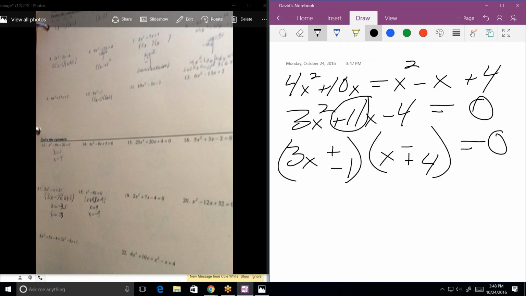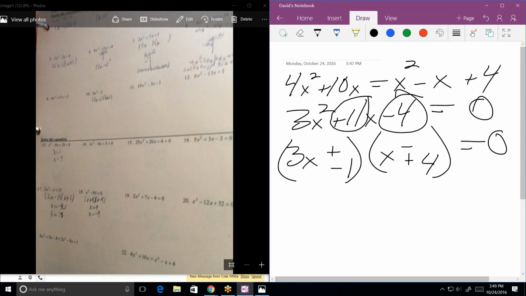So this actually becomes a little bit more than just trial and error. When you do some of these higher level quadratics, you get pretty good pretty quick at figuring out which factors of 4 to use. In other words, not starting with 2 and 2.